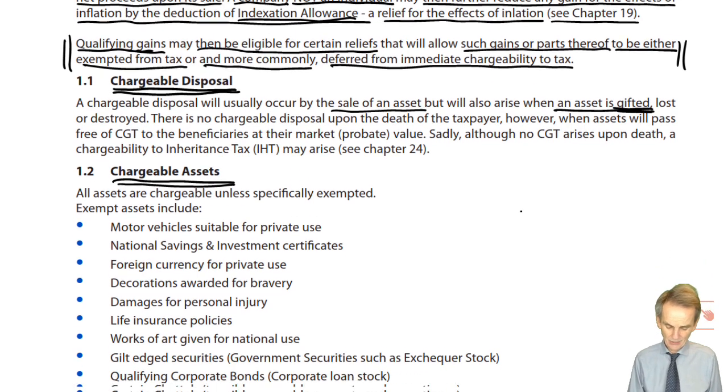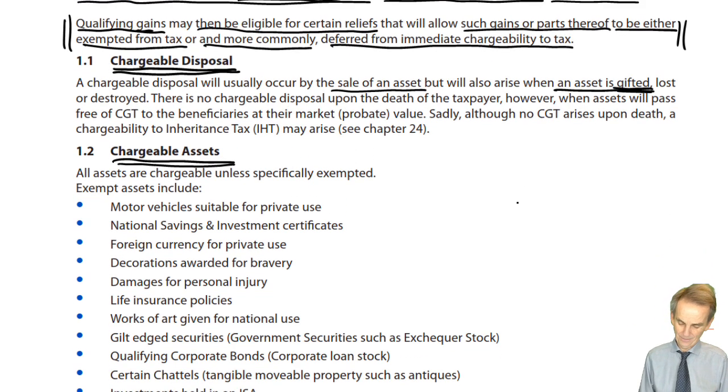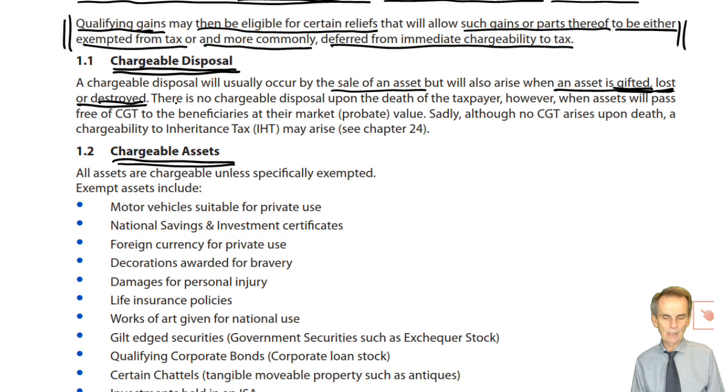So, coming back to the definition of chargeable disposal. When an asset is gifted, lost, or even destroyed. Now, of course, if we lose it or it's destroyed, for gains to then arise, where is money coming in from? Well, basically, insurance.